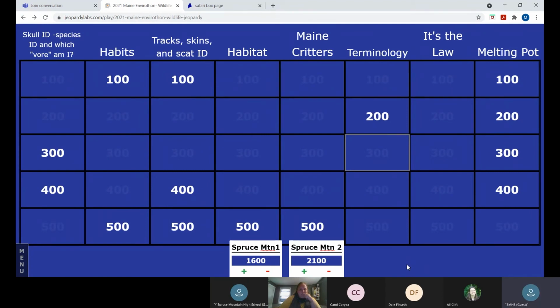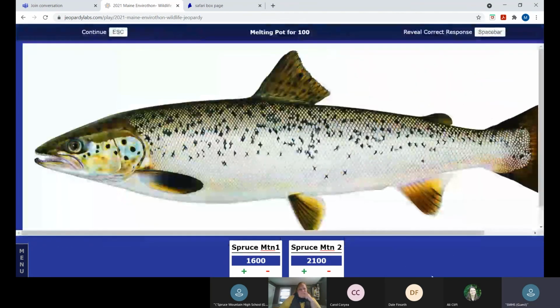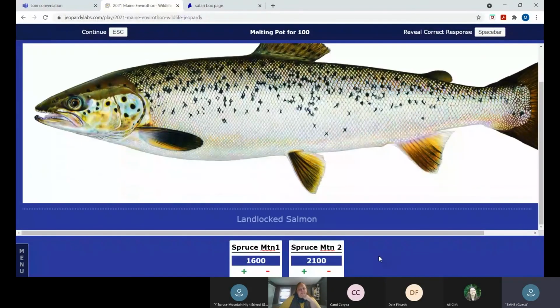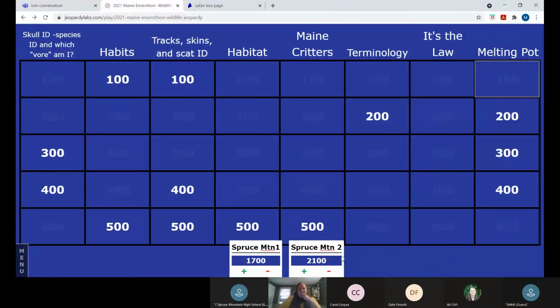All right, I'll bite. Melting Pot for 100. Identify this fish. Landlocked salmon. Correct. All right, Spruce Mountain 2, what do you want, bud? Melting Pot for 400.